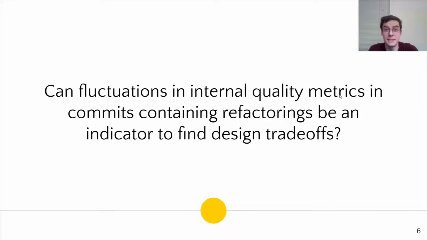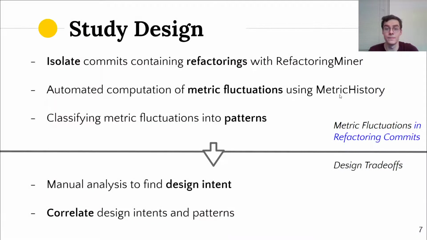Specifically, in this explorative study, we're aiming to see if fluctuation in internal quality metrics in commits containing refactorings can be an indicator to find design trade-offs. To do so, we first extract the commits containing refactoring with RefactoringMiner, a tool developed by Nikolaos Tsantalis' team at Concordia University.